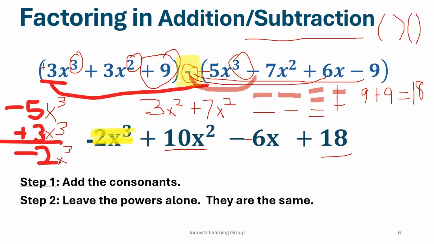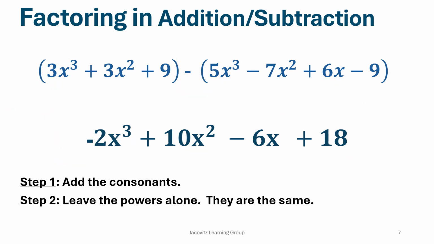Take a second to look at this, and then we'll come back and discuss on the next version what's going on. But please make a distinction between factoring and addition and multiplication, because they're different situations. So this is your final answer. -2x cubed, or to the third power, plus 10x squared, or 10x to the second power, minus 6x, plus 18. That's your answer.